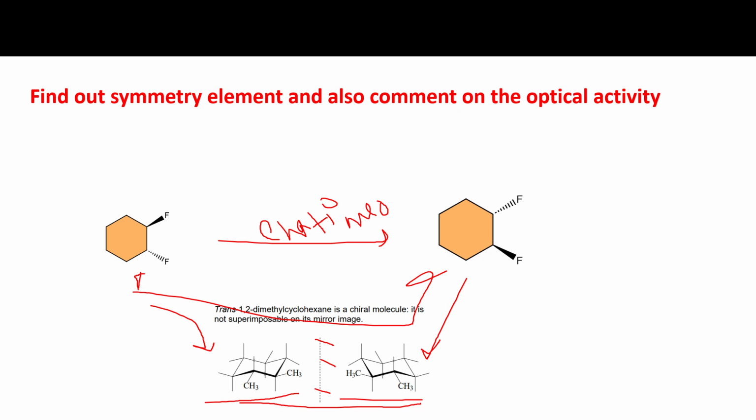They are non-interconvertible by rotation around the single bond, that is, the ring flip. They are configurational enantiomers and can be resolvable. So they are optically active molecules, and they are enantiomers of each other.